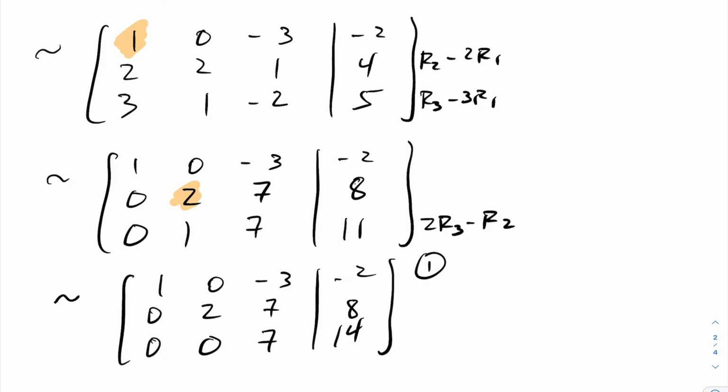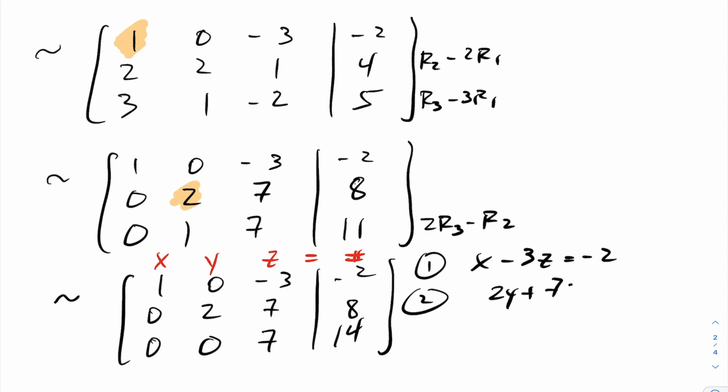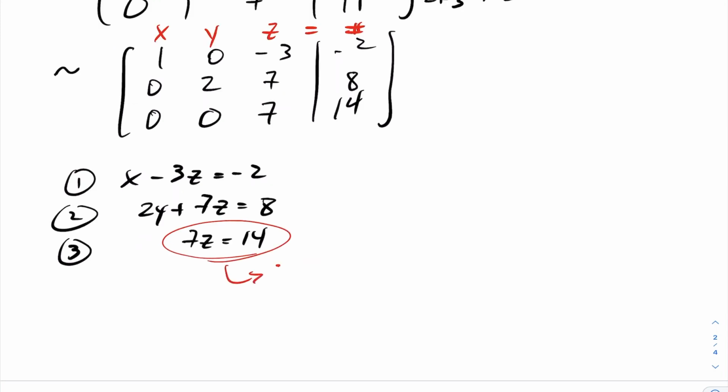its equations. Keep in mind that your first column represents x's, second is y's, z's, and then we have our equal sign and then our numbers. So converting this back, we get x minus 3z equals -2. Second equation will be 2y plus 7z is 8, and the third equation is going to be 7z equals 14. So solving the system here, we end up getting that z equals 2.